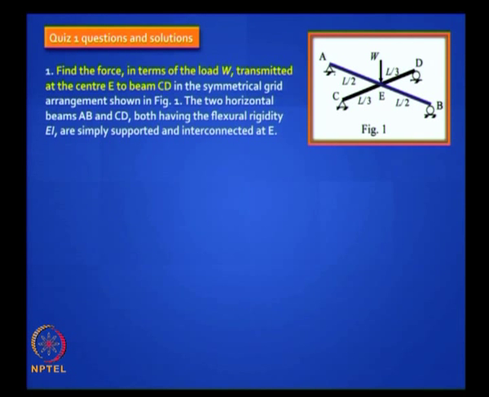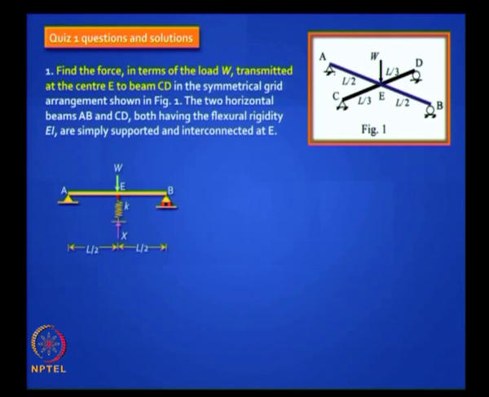W by 2, W by 2. Some of you did a lot of calculations and ended up proving that the load transferred to CD is 0. You know by looking at the answer that something is wrong. Let me ask you another question. Will CD take more of the load W than AB or vice versa? It will take more because the stiffness is more.